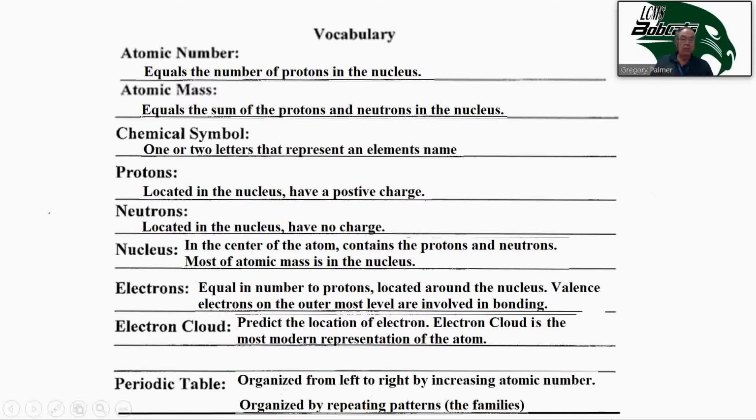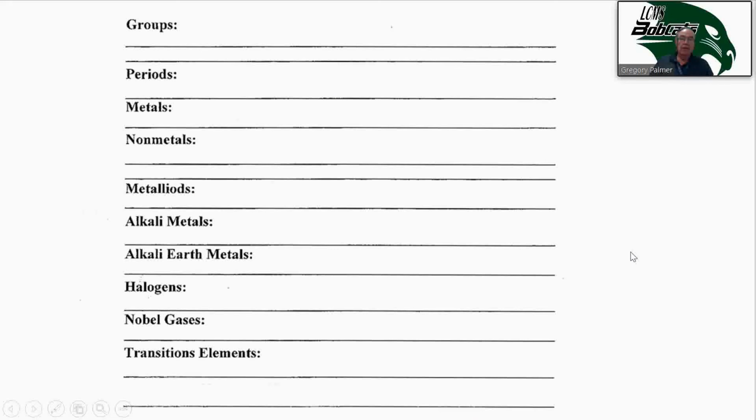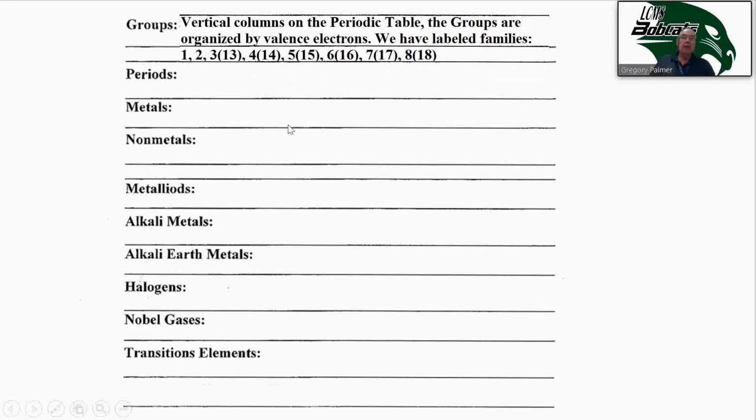The periodic table that we've been studying is organized left to right by increasing atomic number, and it's organized by repeating patterns of families. Families have the same number of valence electrons, and the periods across have the same number of energy levels. Which brings us to groups of families. They're the vertical columns on the periodic table.